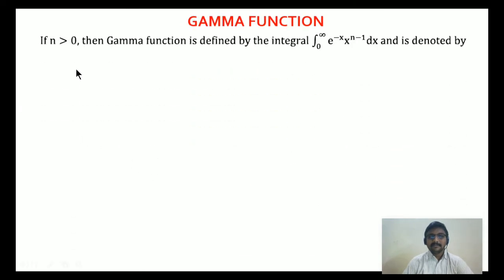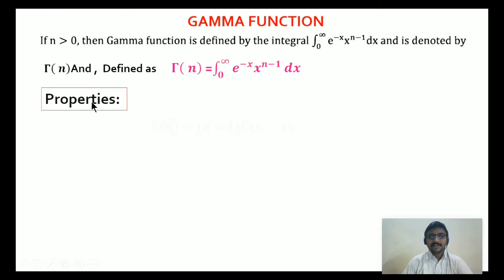Now the definition of gamma function. If n is positive, then the gamma function is defined by the integral from 0 to infinity of e power minus x, x power n minus 1 dx, and is denoted by gamma of n. So gamma of n is the improper integral, that is, the integral from 0 to infinity of e power minus x, x power n minus 1 dx.